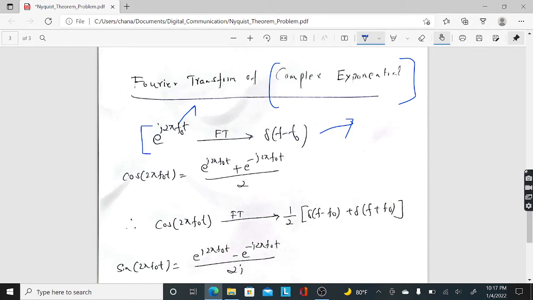If you have to derive it, it's a pretty simple derivation. You just take the inverse Fourier transform of this and you will directly get e power j 2 pi f naught t. So pretty straightforward derivation of the Fourier transform of a complex exponential.